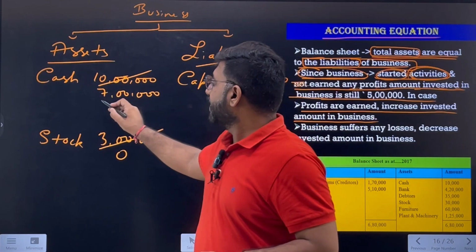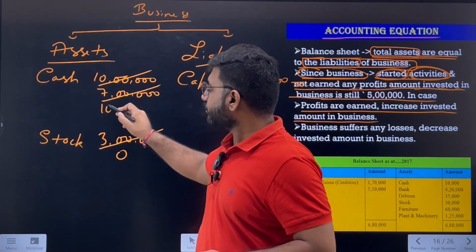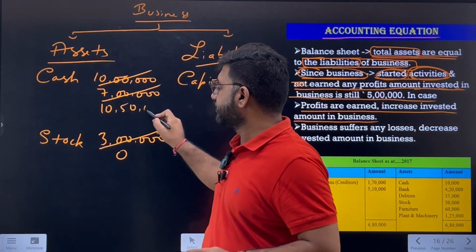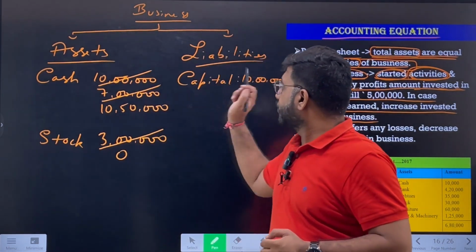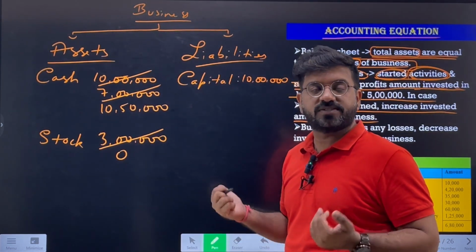So what is the amount I have gained from that customer? I have received rupees 3,50,000. I have not received 50,000. I have received 3,50,000 out of the goods of 3 lakhs. So what is the actual cash inflow? I have received cash of 3,50,000. So my cash will become 10 lakhs 50,000. Okay. Now the question arises, this is not getting tallied. Obviously, it is not getting tallied.